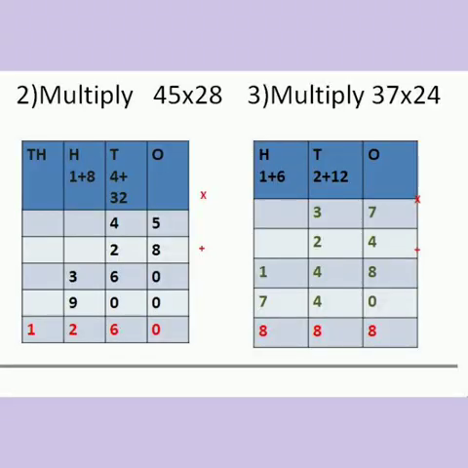Next, multiply 45 by 28. When 45 is multiplied by 28, we will get 1260 as the answer. Next, when 37 is multiplied by 24, we will get 888 as the product. In this way, we are multiplying 2-digit numbers with 2-digit numbers with regrouping.